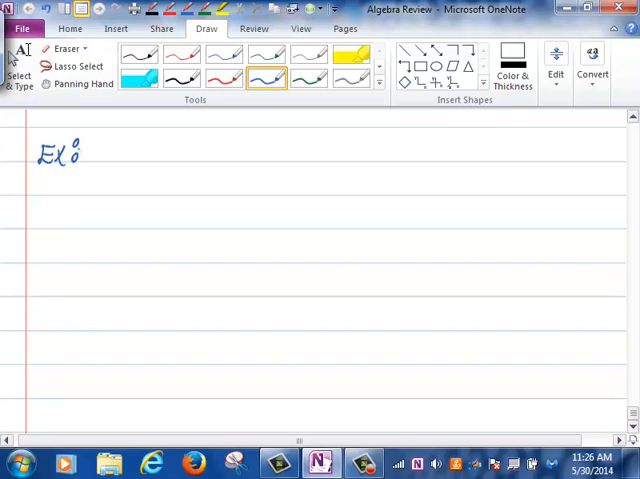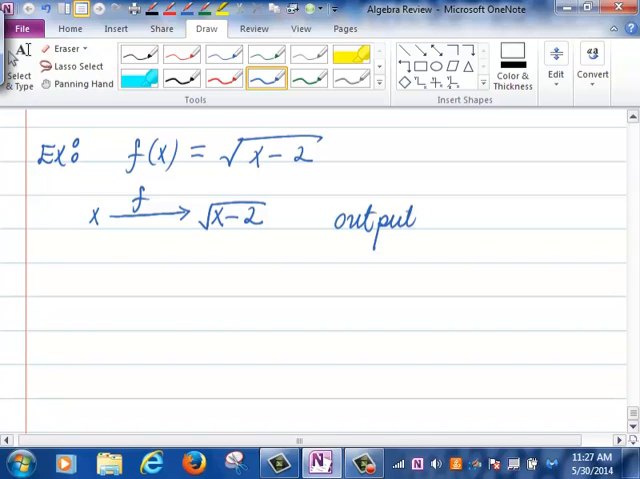Let's say that I have the function f of x, which is given by root of x minus 2. So what is this function doing? It takes an input, and then that input is converted to the root of the input minus 2, right? In order to obtain the output, the function takes the input, subtracts 2 from it, and then takes the square root of the result. Input minus 2, and then you take the root, you get the output.